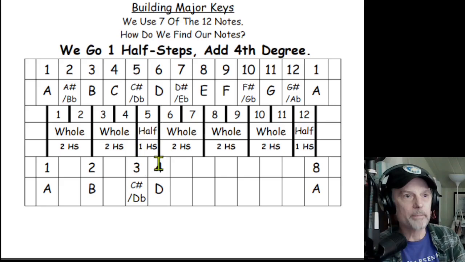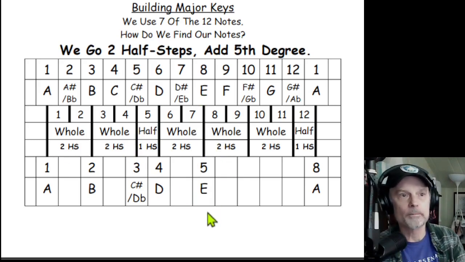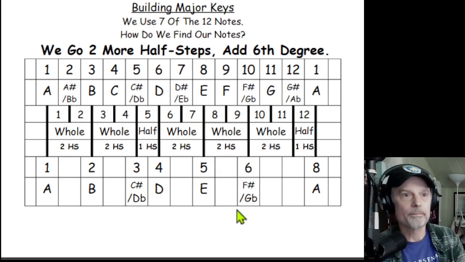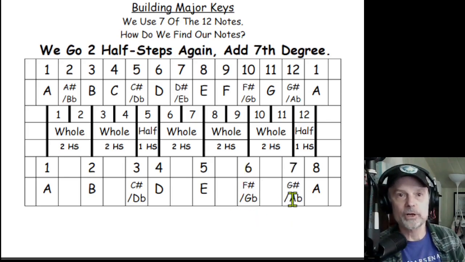1 half step now gives us a D. Now we're 2 half steps again. This is following the major scale formula, and we have an E. Our 6th degree is F sharp, G flat. And finally, our 7th degree is G sharp, A flat. Notice that this note is only 1 half step below our octave. That's called a leading tone.